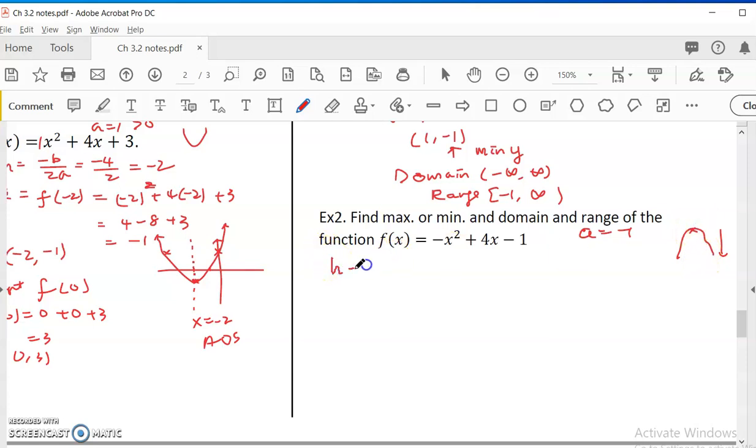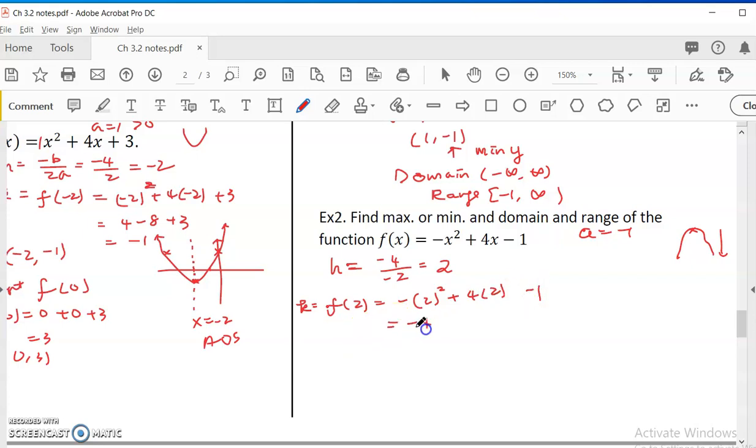So h first. h is -b over 2a, which is -4 over -2, so it's 2. And then we want to find the y value, k. k is f of 2. So -(2) squared plus 4 times 2 minus 1.